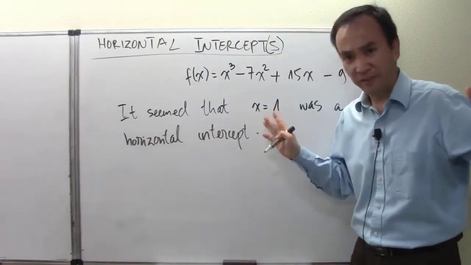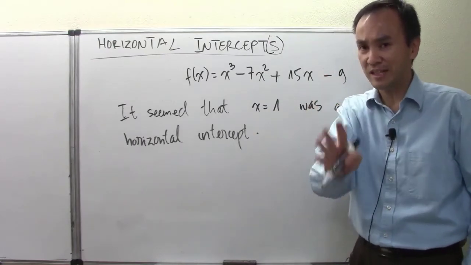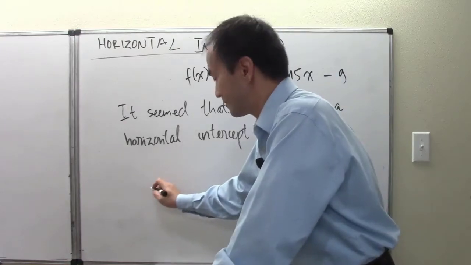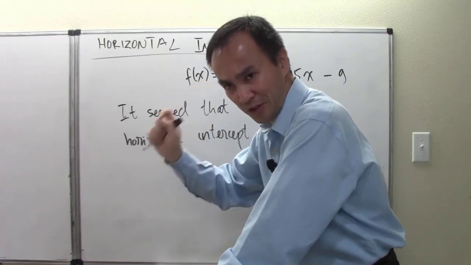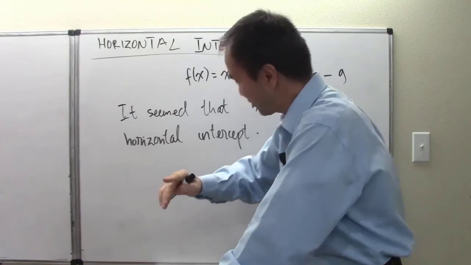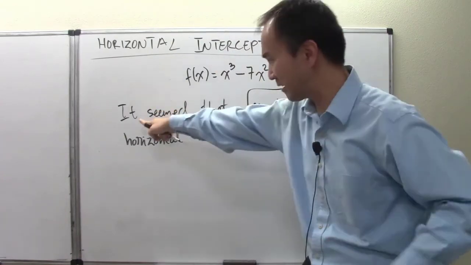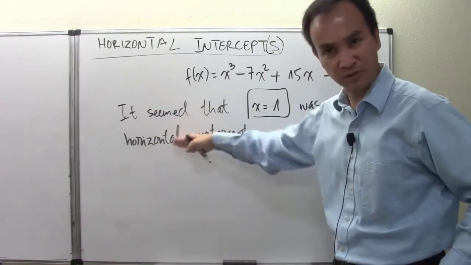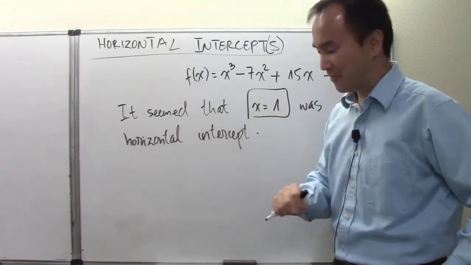So how do we verify? Now I'm just talking about verifying what we saw earlier, verify what we estimated through the graph. Remember what I said earlier, when it's the horizontal intercepts, the y value has to equal 0. So that suggests a perfect direction for verifying. All I said was that it seemed x equals 1 was a horizontal intercept. I said this because that's what we saw once we put the grids back on the graph. And now we need to verify.